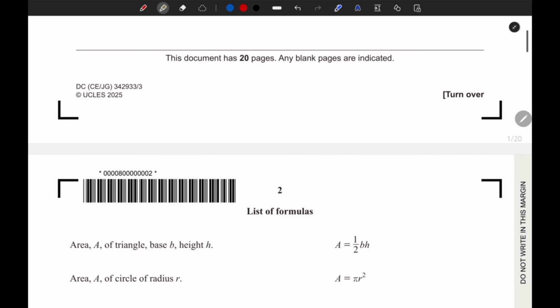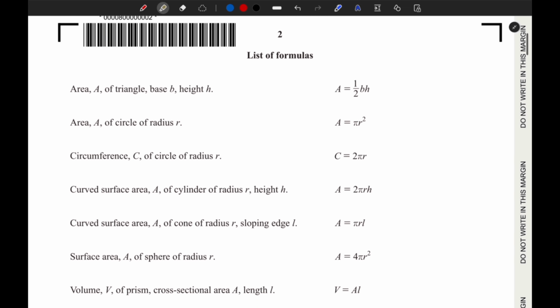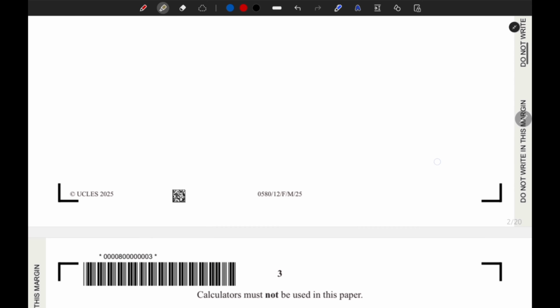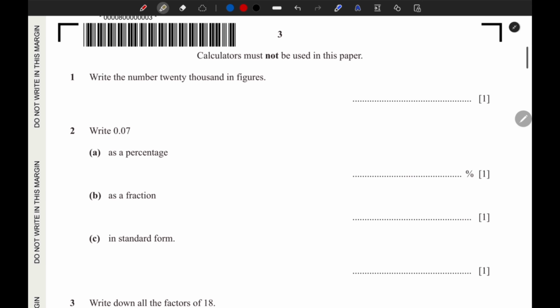Okay, so let's start with our first question. Also, here is the list of formulas that you can use. So we can start with the first question. Write the number 20,000 in figures. So this is, I think, very simple. This is just to write 20,000 in figures.